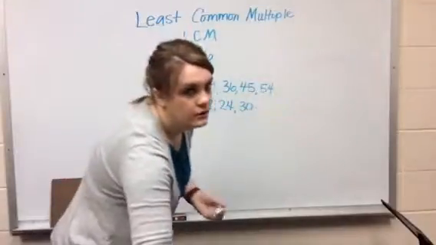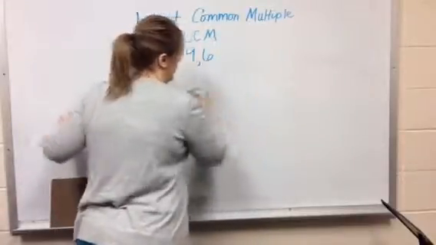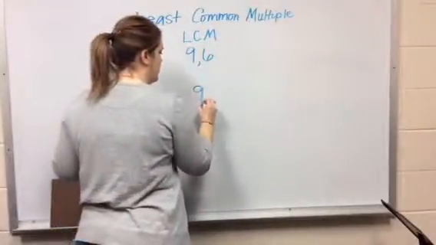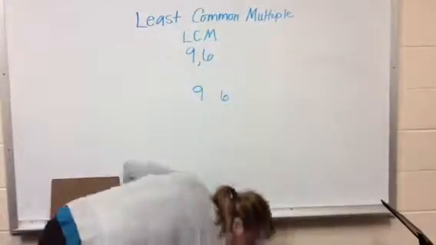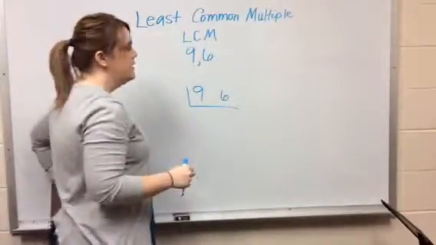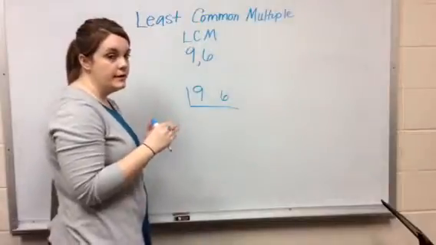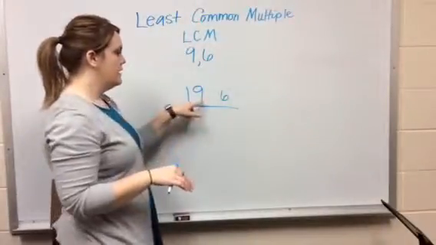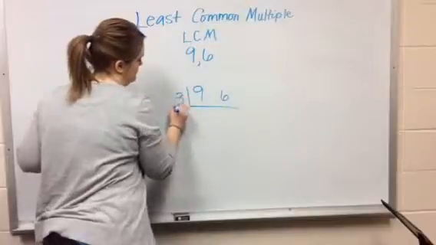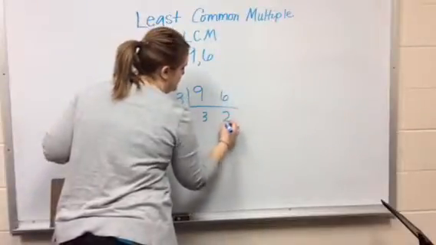There's one other way that I want to show you how to do this, okay? And this is called the ladder method, or the upside down birthday cake. With this method, you're going to write the numbers side by side, and you're going to put an L under them for the least common multiple, L for least, okay? And I'm going to think, what is the smallest prime number that I can take out of both of these? Well, unfortunately, on both of these, I can't take out a 2. That's the smallest prime number. I can't take out a 2, so I'm going to take out a 3. So 3 goes into 9 3 times, and 3 goes into 6 2 times.